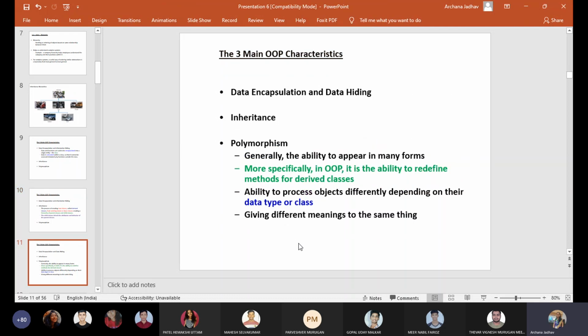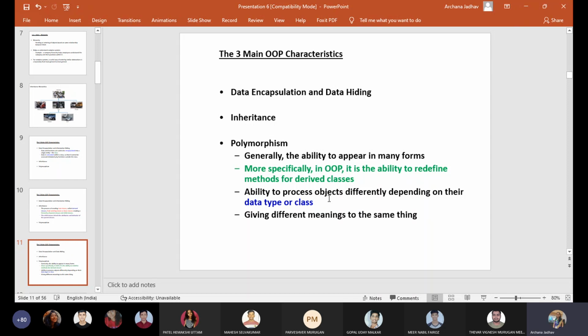Okay, now what is polymorphism? Polymorphism means many. Poly means what? Many. So your object can have many properties, or it can have many forms. Instead of properties, you can say that it can have many forms. In OOPS, it is the ability to redefine the methods for your derived classes. That is what is called polymorphism.